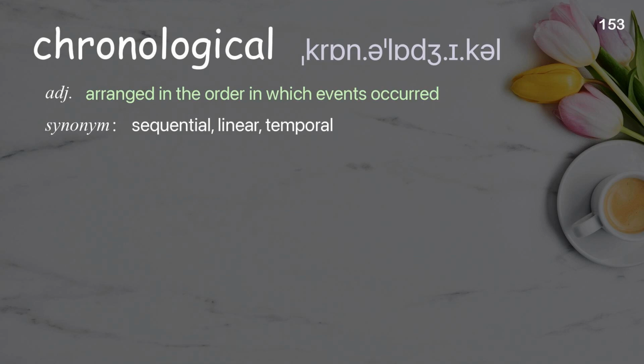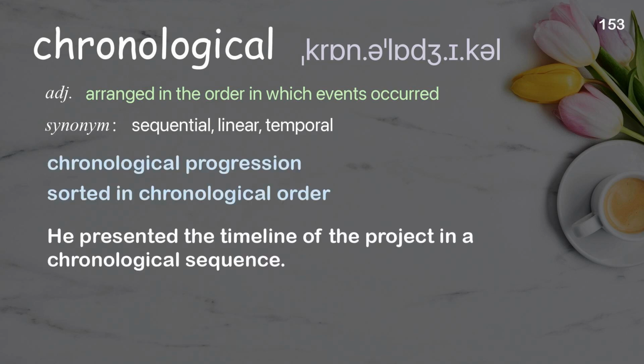Chronological. Arranged in the order in which events occurred. Examples: Chronological progression, sorted in chronological order. He presented the timeline of the project in a chronological sequence.